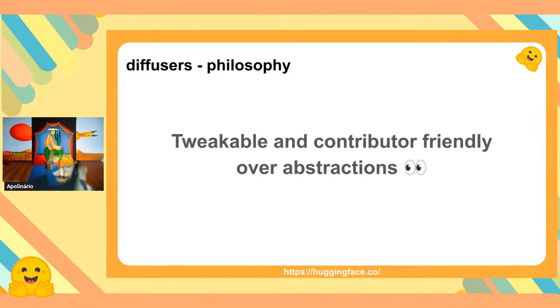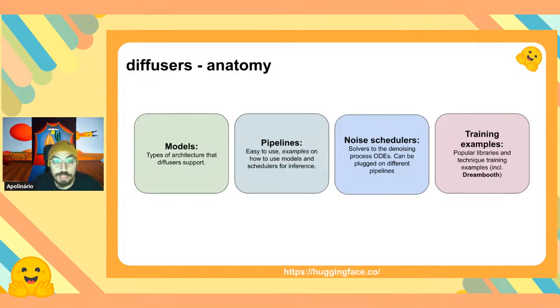We follow that on diffusers, and more specifically on each of the anatomy of the diffusers models, we have a few different components. So we have models themselves. Those are the types of architecture that diffusers support. So when we talk about models in the context of the diffusers library, these are not necessarily, for example, stable diffusion, but actually the UNet2DConditionModel that stable diffusion uses. UNets that you use to generate the images are considered models in diffusers.